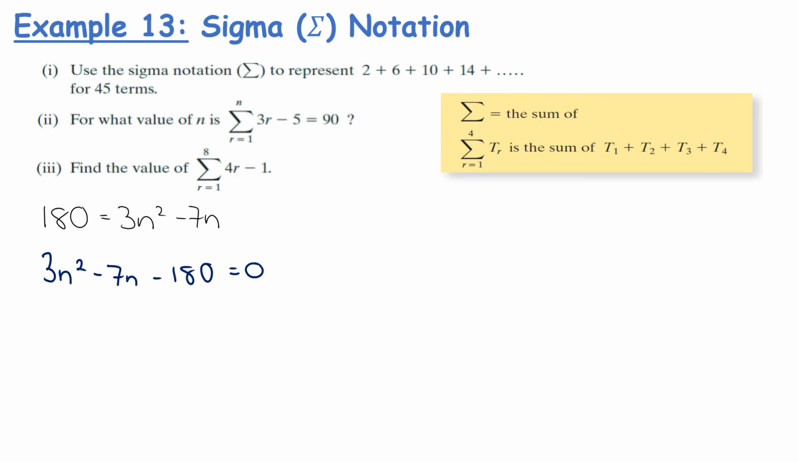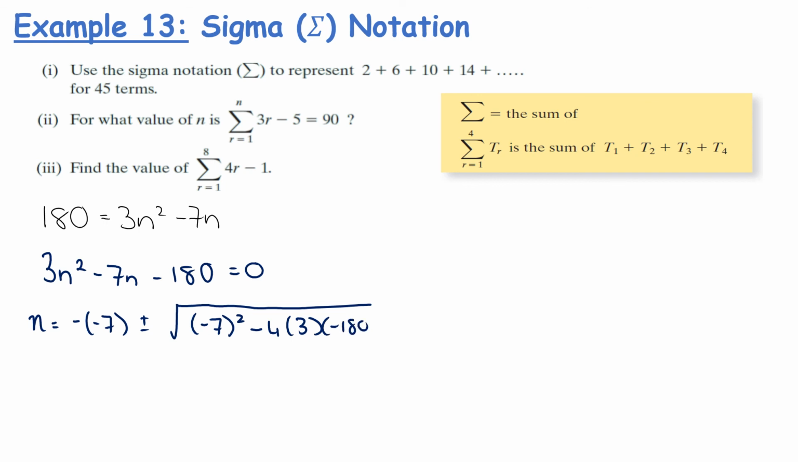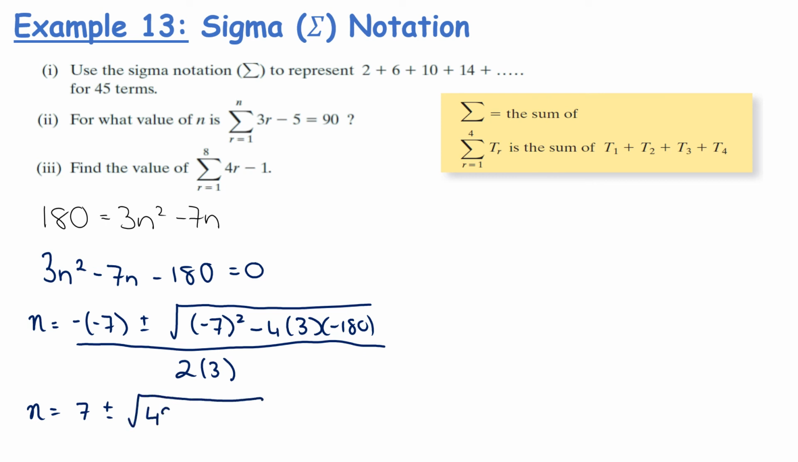You can use either factorization or minus b. Factorization should work because remember, one of our values, at least for n, must be a positive whole number. However, 3 times 180 is quite a big number, so you might prefer to do minus b. So n is equal to minus b, so minus minus 7, plus or minus the square root of b squared, so minus 7 squared, minus 4 times 3 times minus 180, all over 2 times 3. Cleaning that up, we get n is equal to 7 plus or minus the square root of 49 plus 2160, all over 6.